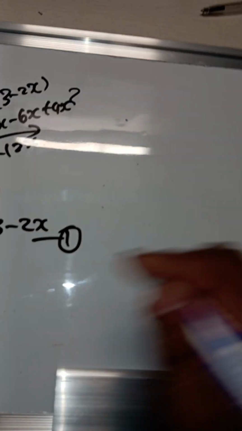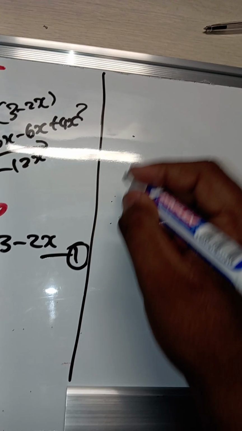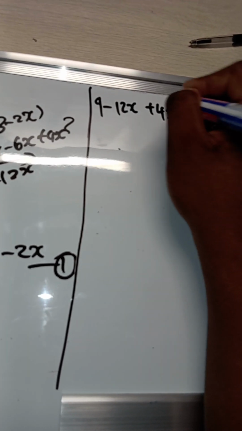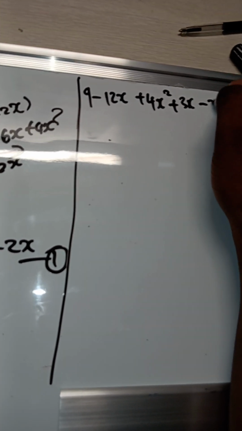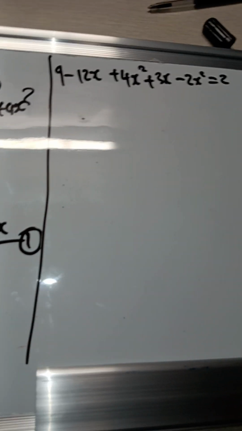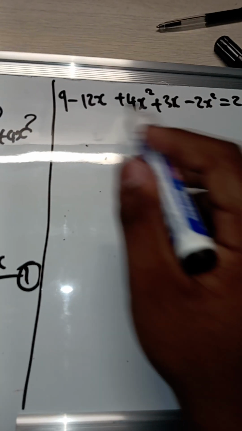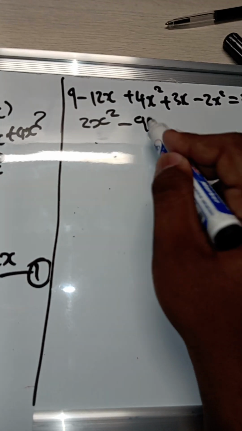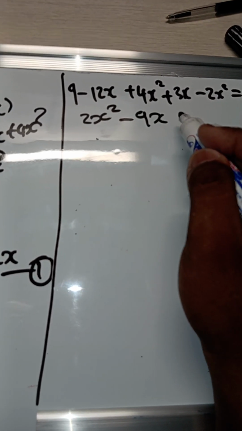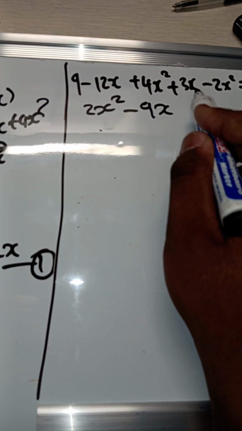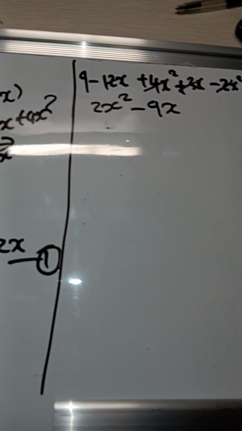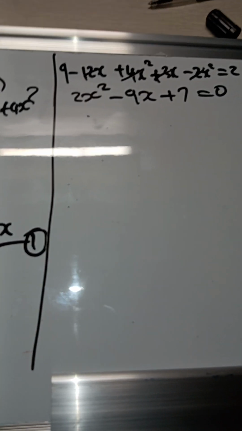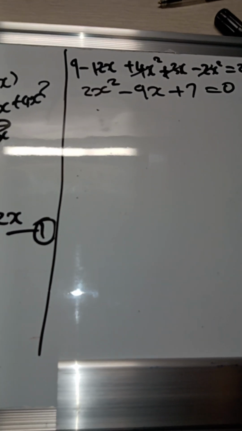Now I have to collect like terms. So basically this is what I had. Let me just rewrite it: 9 minus 12x plus 4x squared plus 3x minus 2x squared equals 2. Sort out like terms. 4x squared minus 2x squared, I just have 2x squared. 3x minus 12x, I just have minus 9x. And then what are the constants? 9 and 2, this is just plus 7 equals 0. Okay? Now we have to factorize.